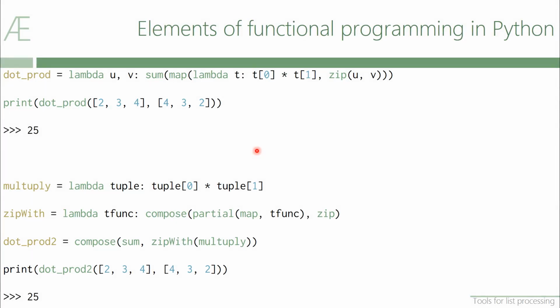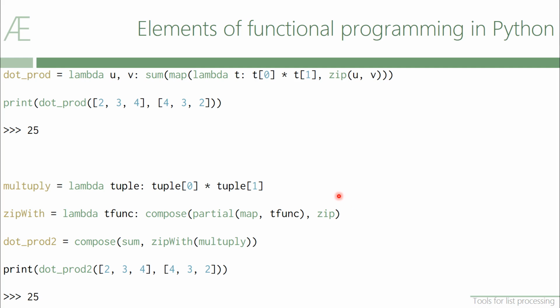Another common function for list processing is the zip-with function. Basically, it just takes a function that operates on a tuple. Here it's called tfunc. Then it returns a function that, given a sequence of lists, will do the following. It will first zip the lists to get a list of tuples, and then map this tfunc onto this list. Here's an example of using it.